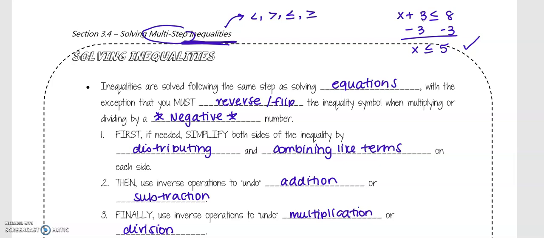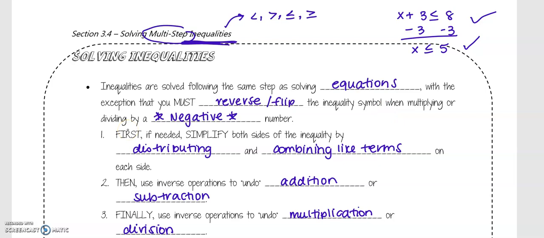There's some things that we need to chat about before we start to solve multi-step inequalities. So let's jot down some notes here. Inequalities are solved following the same steps as in solving equations. Guys, same thing we've been doing all of our lives, with the exception that you must reverse or flip the inequality symbol when multiplying or dividing by a negative. Again, we learned this last section. We have to remember to flip that sign when we multiply or divide by a negative number.